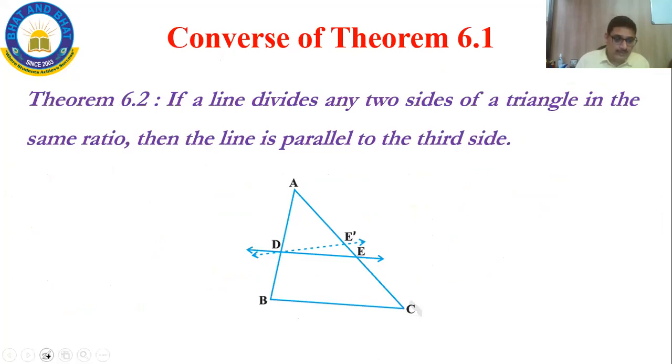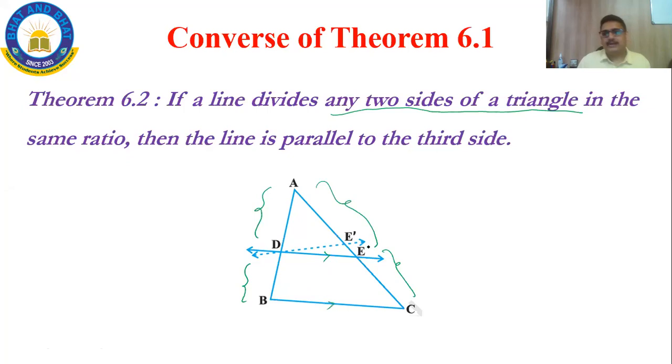So if you observe in the previous statement, first we assumed that DE is parallel to BC. This is an assumption we made, and we concluded that AD by DB is equal to AE by EC. But in this converse theorem, we are saying that a line divides any two sides of a triangle in the same ratio, that means AD by DB is equal to AE by EC. If this is the case, then the line is parallel to BC.